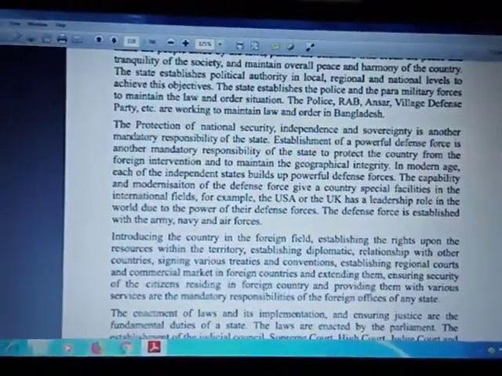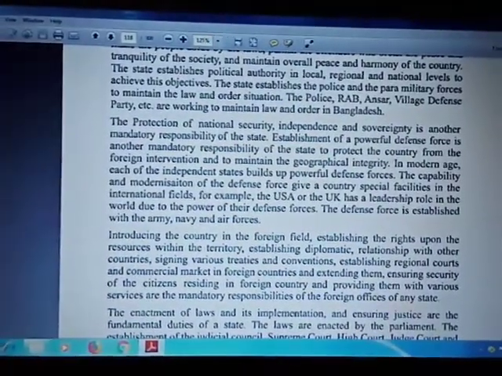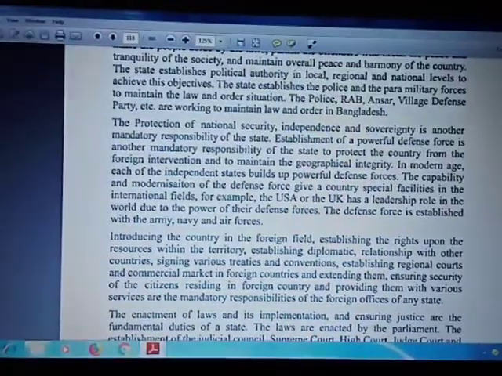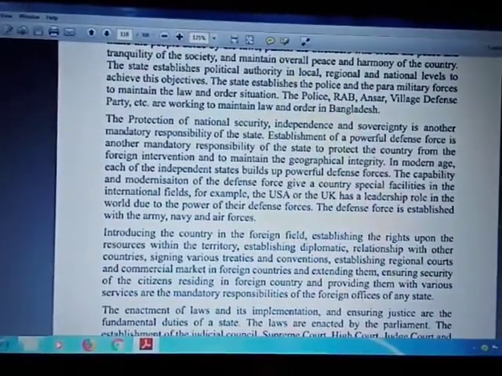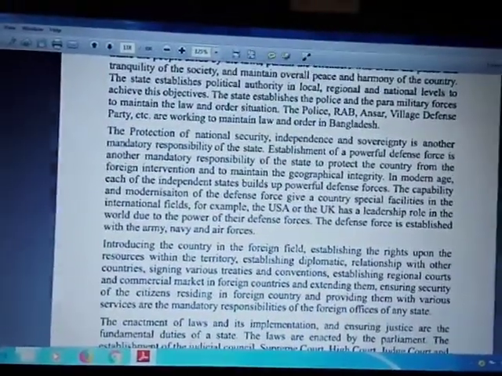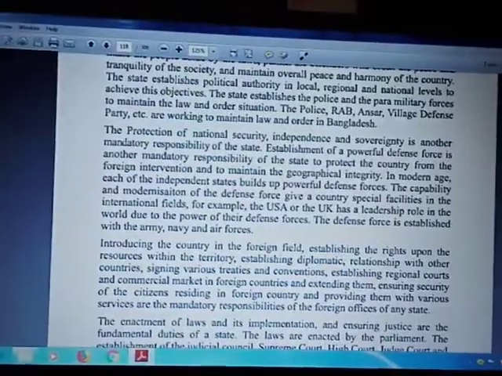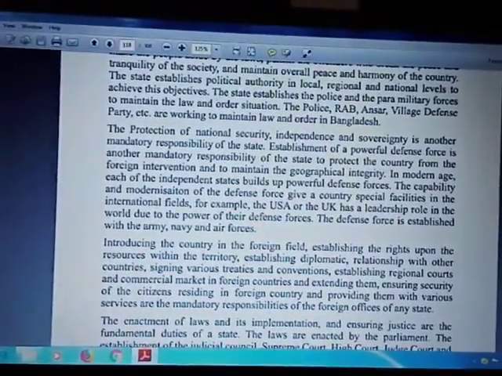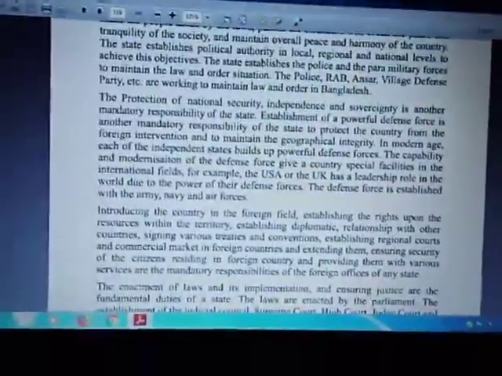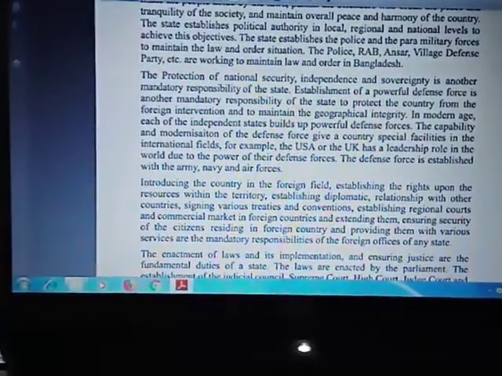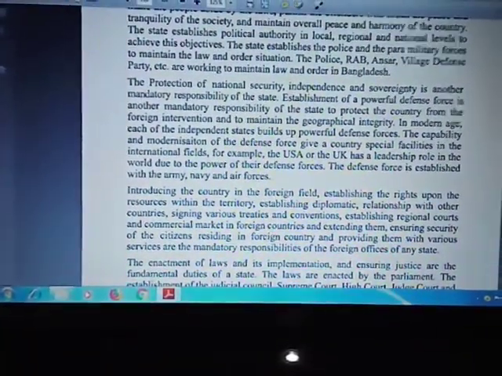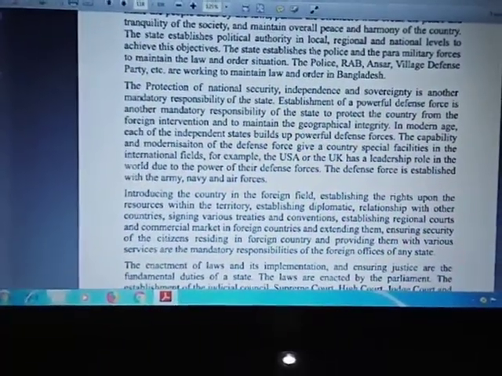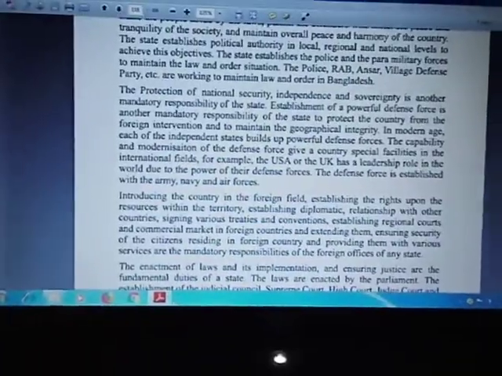Defense force is established with the army, navy and air forces. Introducing the country in the foreign field, establishing rights upon the resources within the territory, establishing diplomatic relationships with other countries, signing various treaties and conventions, like Bangladesh and India signed a treaty, the Ganges Treaty, in 1996, and extending them, ensuring security of the citizens residing in foreign countries and providing them with various services are the mandatory responsibilities of the foreign officers of any state.